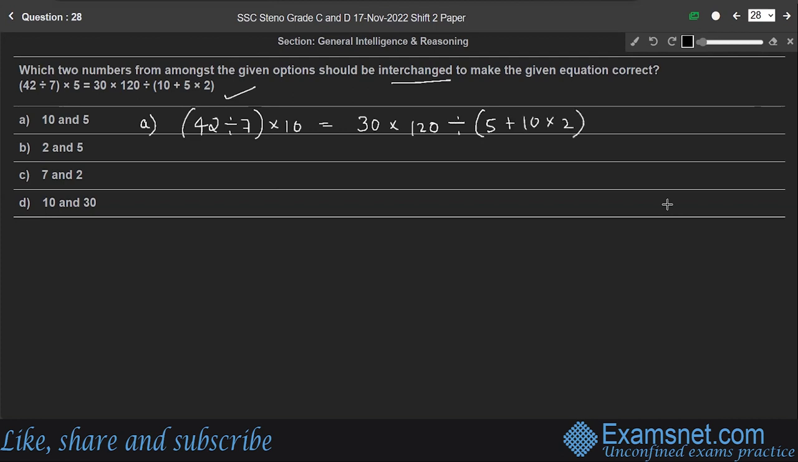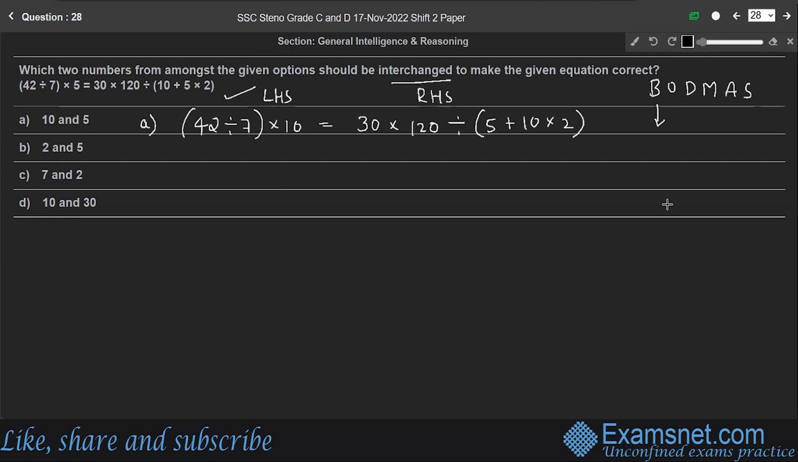Into 2, right? To solve this, we are following BODMAS rule, according to which the bracket part should be solved first. We'll consider the left-hand side and right-hand side separately.